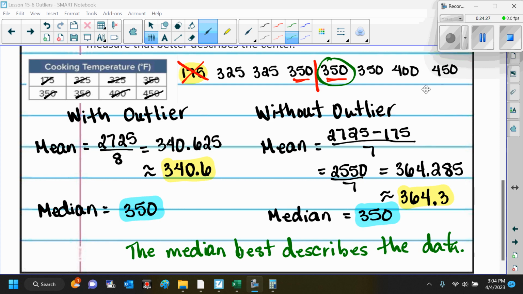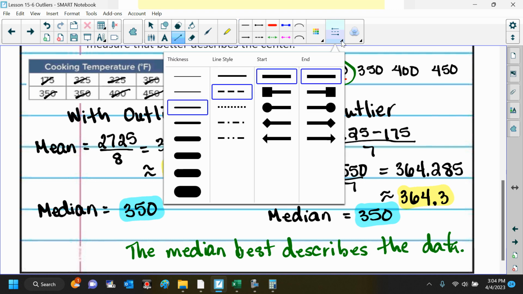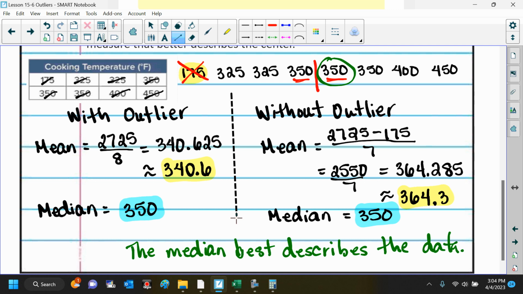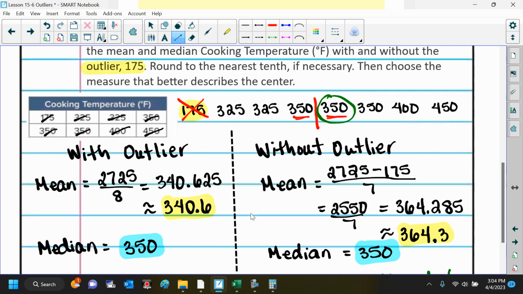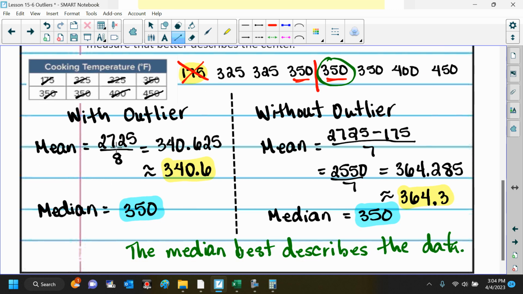All right, so the first thing we did was we put the data in order from least to greatest. Then we found the mean and the median. We found the mean and the median with the outlier of 175 in there, because look, it said it here. The outlier is 175. So we left it in there first. So when we add those together and divide by 8, that's going to give us 340.625, which rounded to the nearest tenth is 340.6. That was the mean.